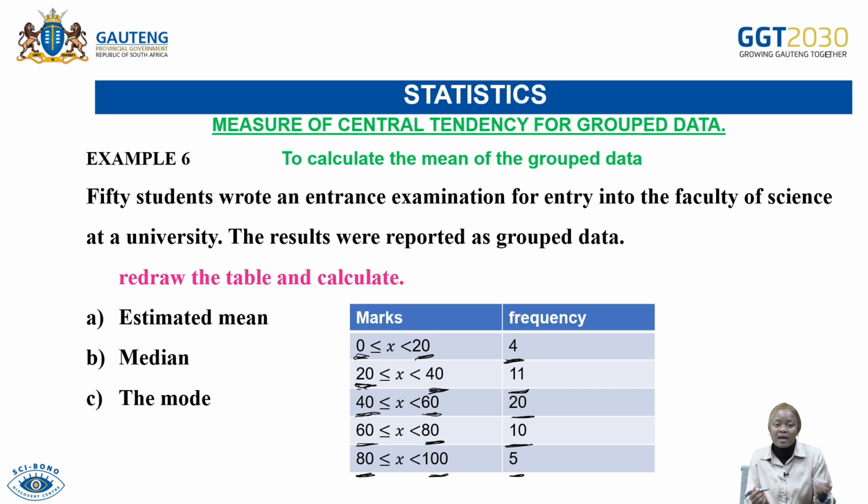Remember, we can't find the actual mean because you are not given the exact data set, but you are given your data in a grouped form. In the first class interval of 0 to 20, you have 4, not the exact numbers. So the only thing you can find is the estimated mean, but not the exact mean. Letter B, you need to find the median, so you need to know in which class interval your median lies. And then for C, you need to find the mode. How do you find the mode?